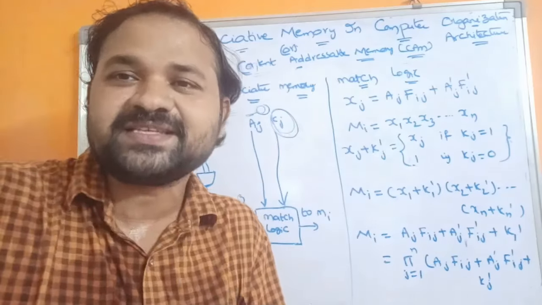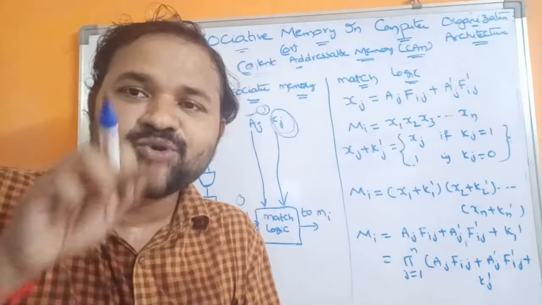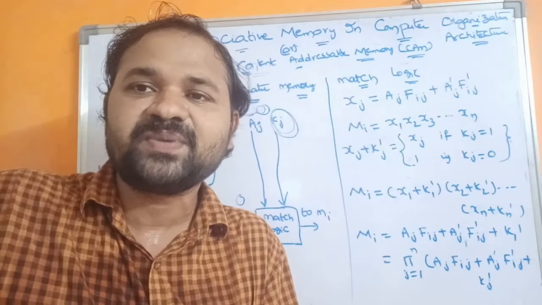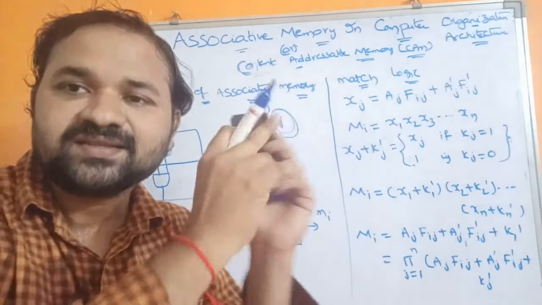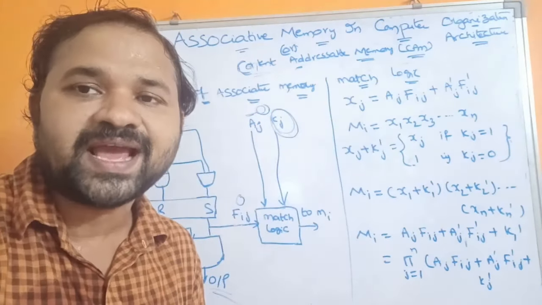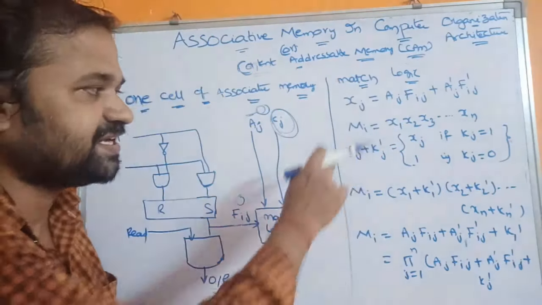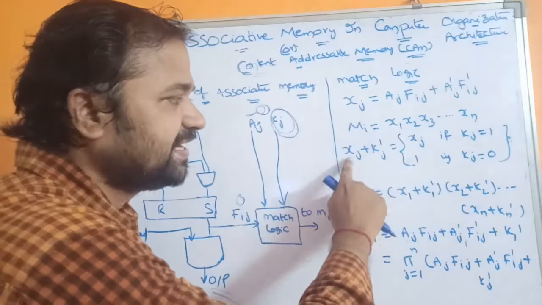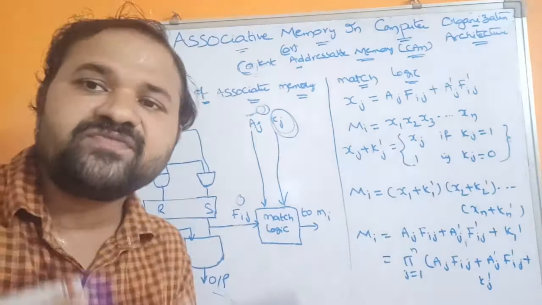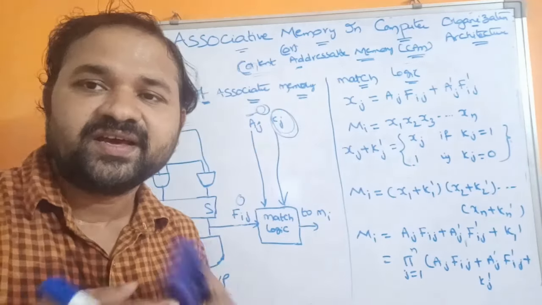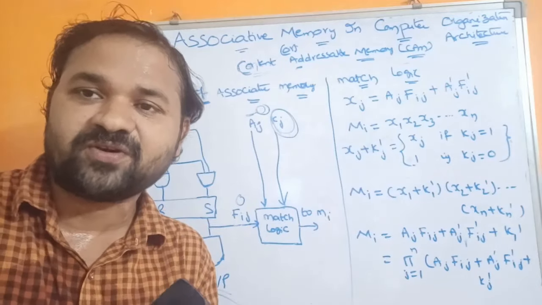Suppose the bits do not all match, so out of those three ones, if one of the bits is 0, then 1 into 0 into 1 is 0. So 0 will be stored in Mi, and 0 means that the word doesn't match. Now we have to add the key bit to the corresponding equation. For that the equation is Xj plus Kj dash, which is equal to Xj if Kj is equal to 1. So generally, only if the key value is 1 can we perform the comparison.